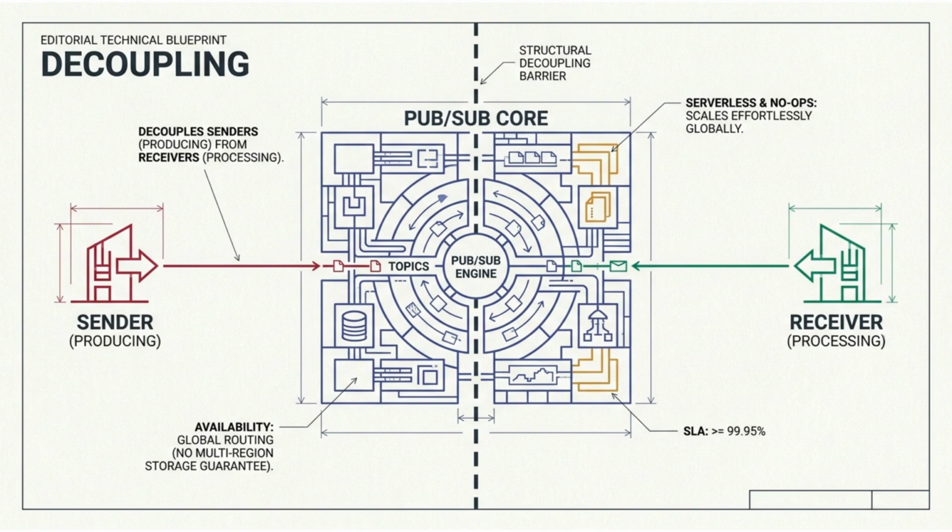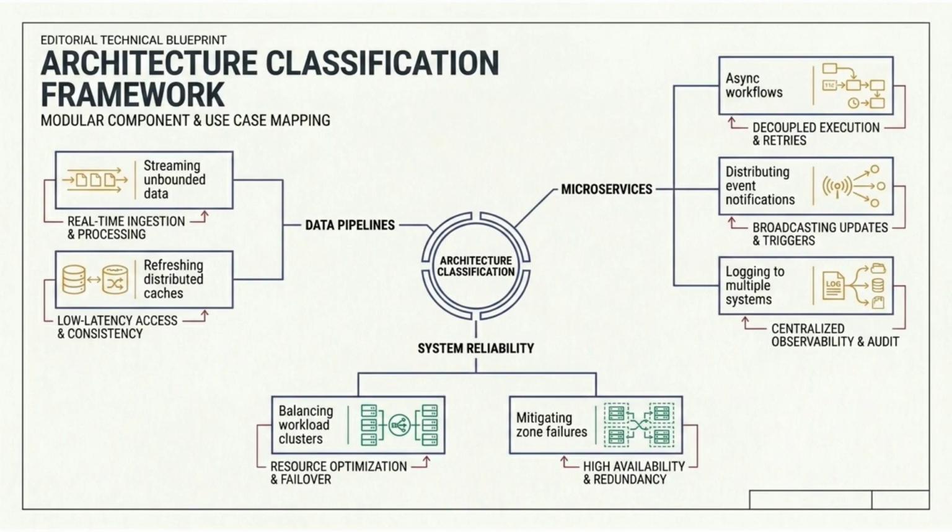The Pub/Sub core is serverless and scales globally, ensuring high availability with global routing and an SLA of 99.995%. The architecture classification framework highlights use cases across data pipelines, microservices, and system reliability. Key areas include real-time ingestion, decoupled execution, broadcasting updates, and optimizing resources for high availability.